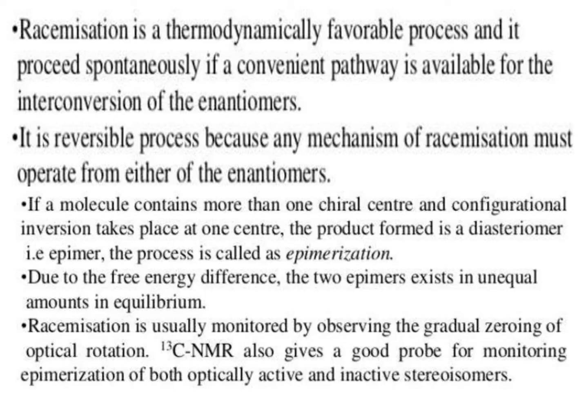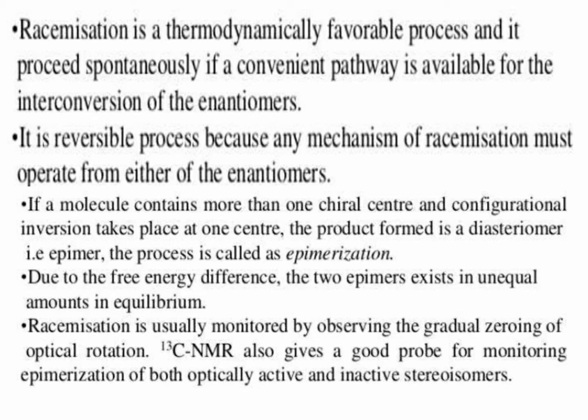Racemization is a thermodynamically favorable process, and it proceeds spontaneously if a convenient pathway is available for the interconversion of the enantiomers. We can say it is a reversible process because any mechanism of racemization must operate from either of the enantiomers. If a molecule contains more than one chiral center and configuration inversion takes place at one center, then the product formed is a diastereomer, that is an epimer, and the process is otherwise called epimerization. Due to the free energy difference, the two epimers exist in unequal amounts in equilibrium.